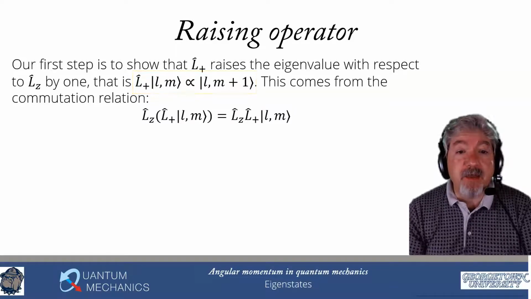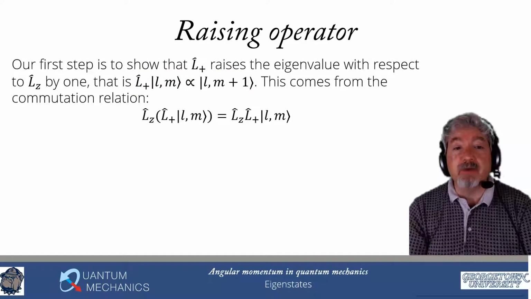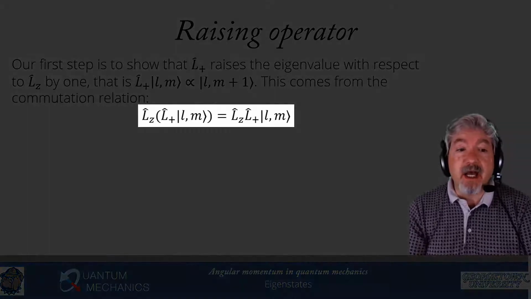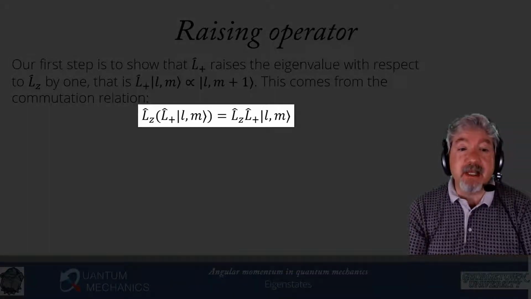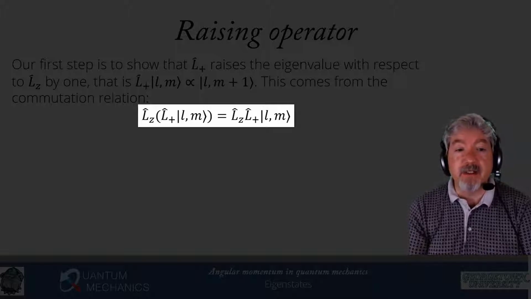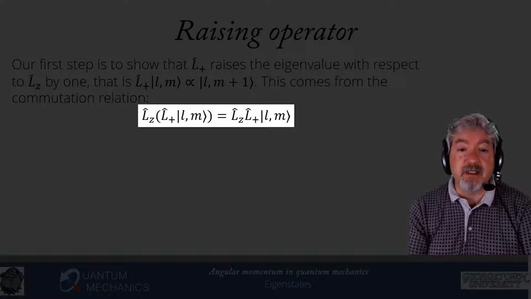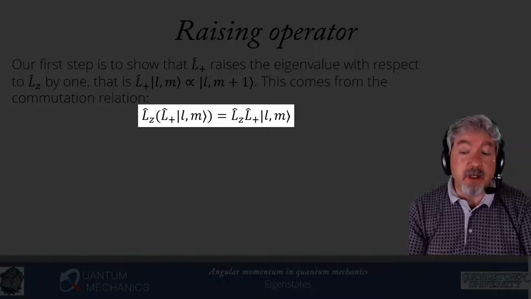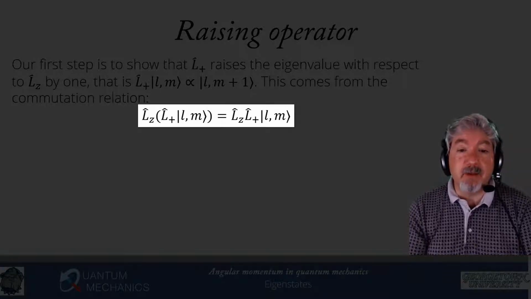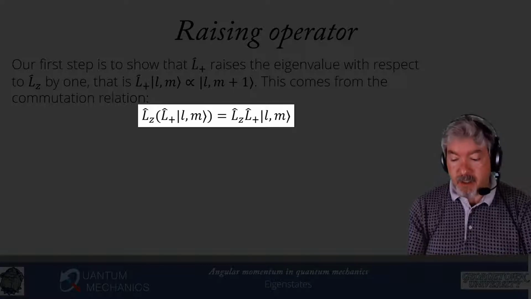How do we verify that? Well, we determine what the eigenvalue is under LZ by operating LZ onto the state. So I need to operate LZ onto this state, L plus acting on Lm. I've used parentheses here to emphasize that the LZ is acting on this state. And of course, they're operators, so we can just write that as LZ operated after L plus on the state Lm.